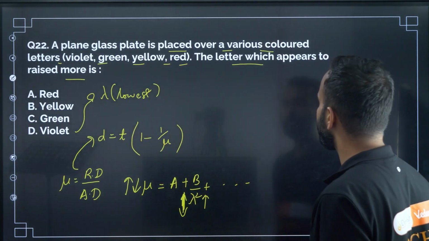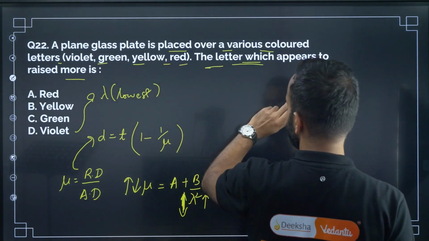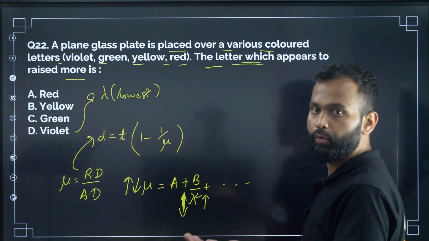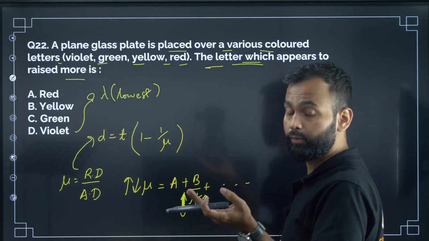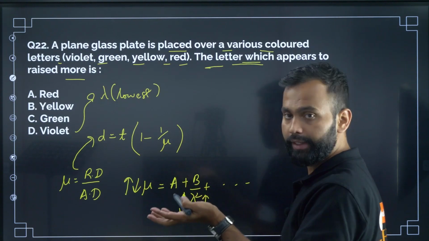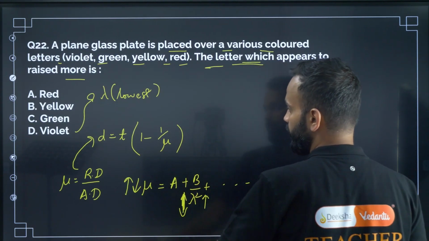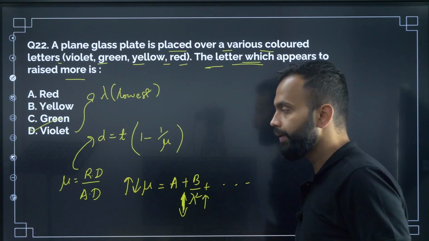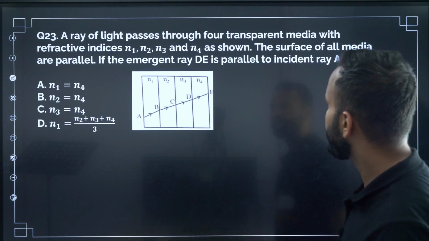So for violet color, the letters which appear in violet appear to be more raised, right? So option D is the correct answer. Next question, question number 23.